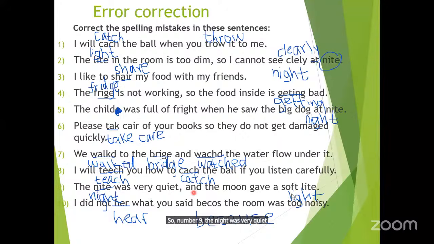Number 9, the night was very quiet. The moon gave a soft light. Night is N-I-G-H-T, night. Light is L-I-G-H-T, light. Then we have, I did not hear what you said because the room was too noisy. Hear is H-E-A-R, hear. Then because, B-E-C-A-U-S-E, because.